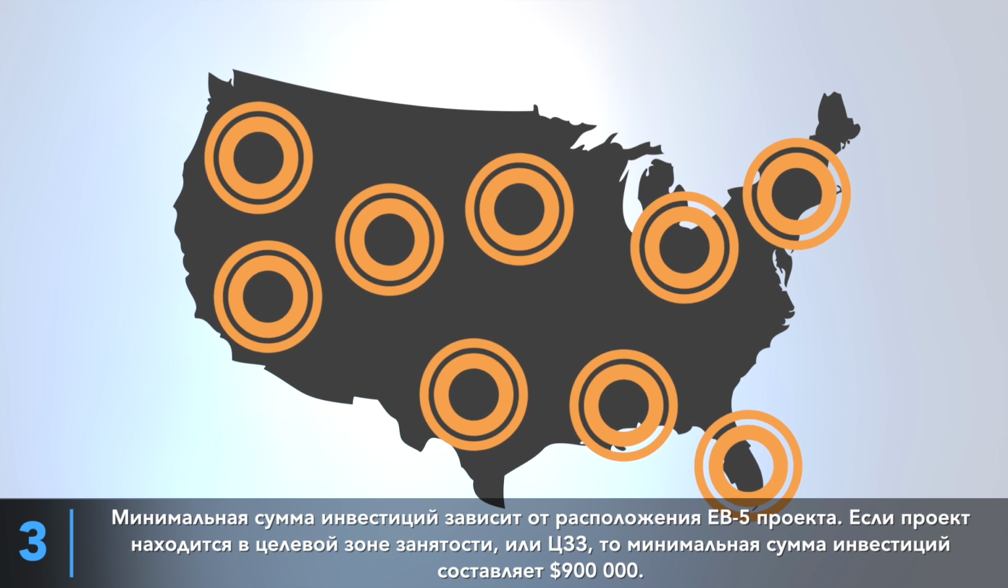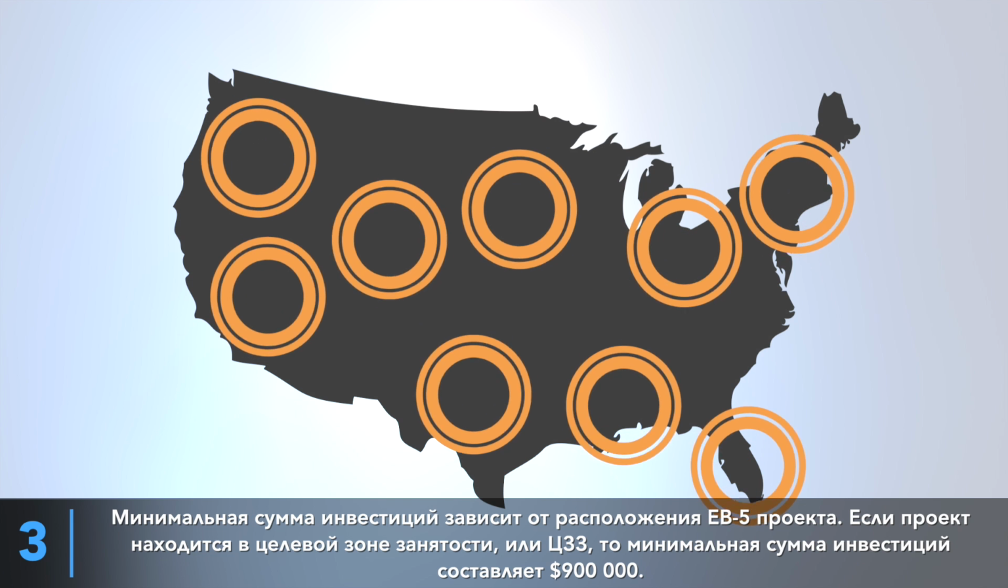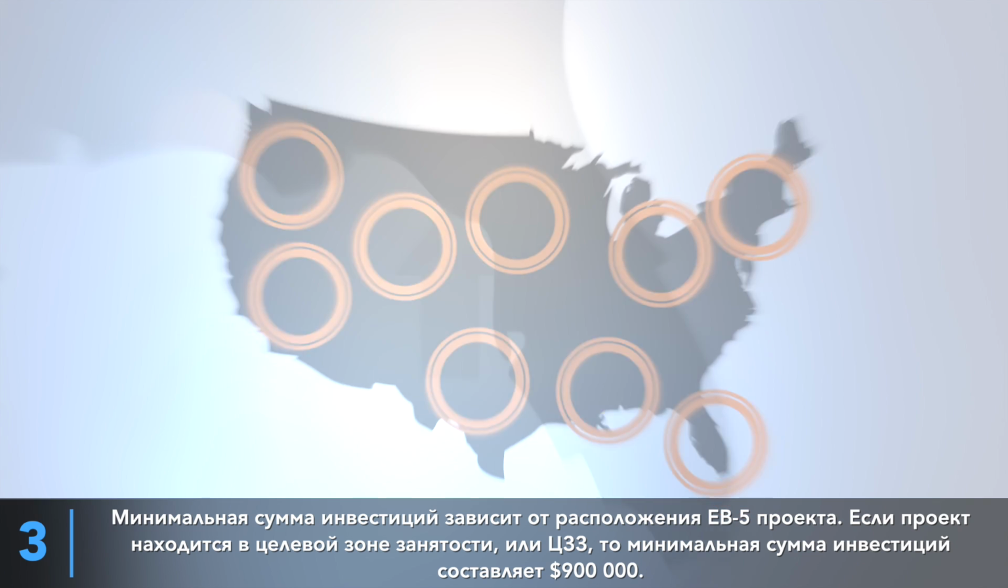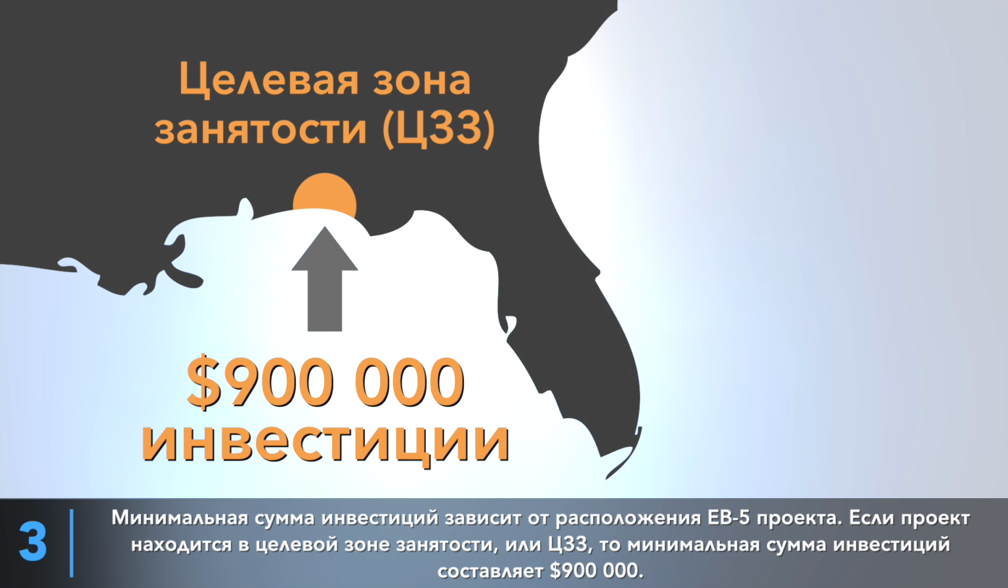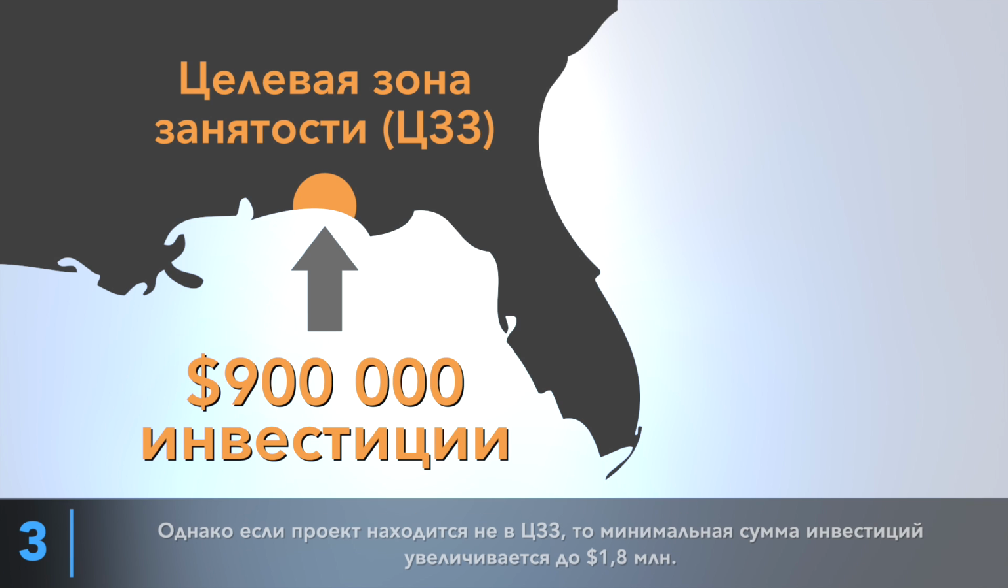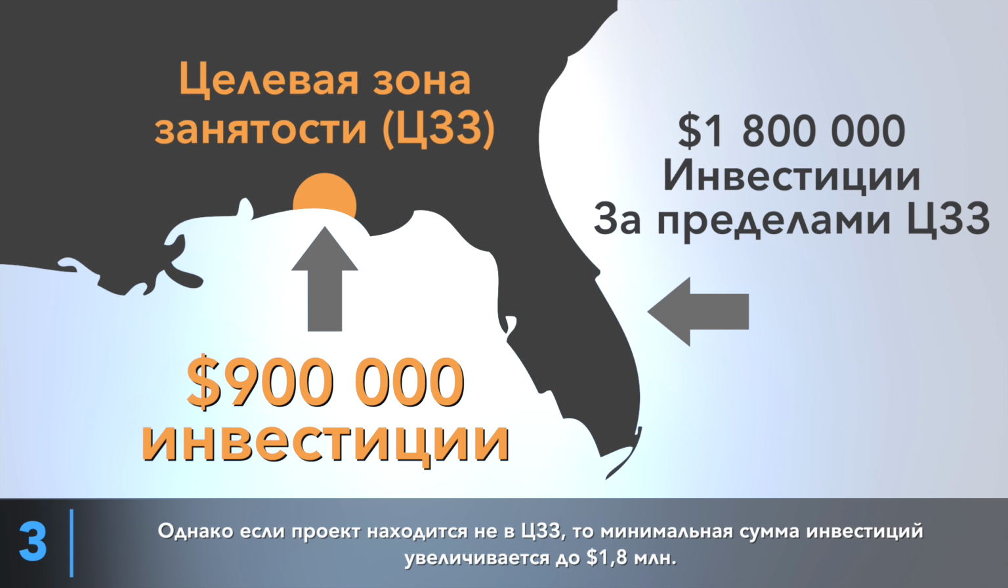The minimum investment amount varies depending on the location of the EB-5 project. If the project is located in a targeted employment area, or TEA, then the minimum investment amount is $900,000. If, however, the project is not located in a TEA, the minimum investment amount is $1.8 million.